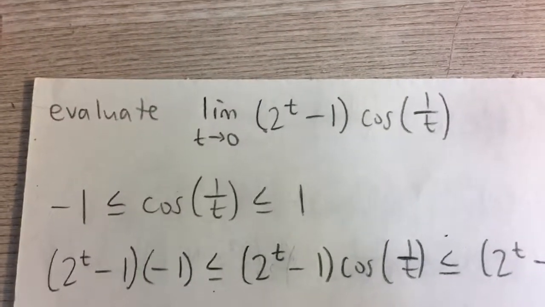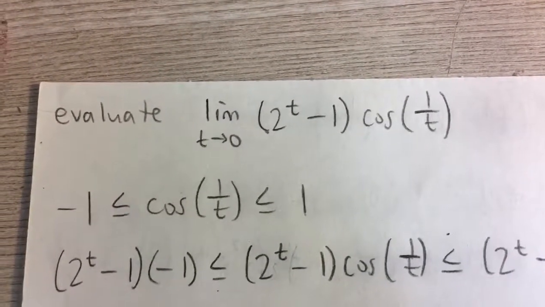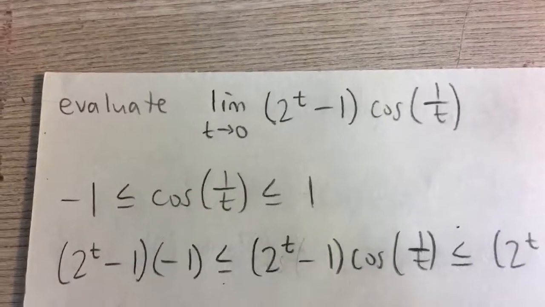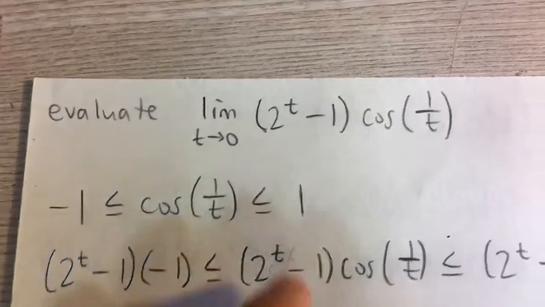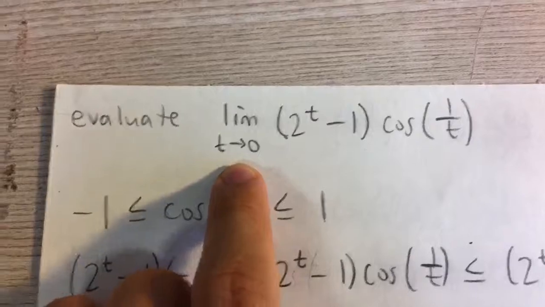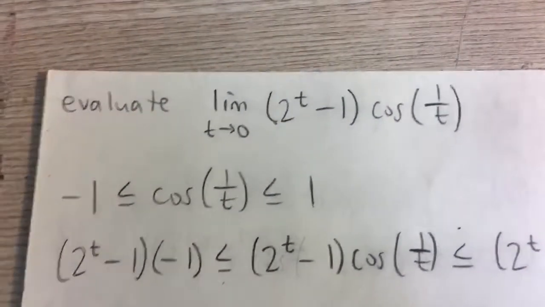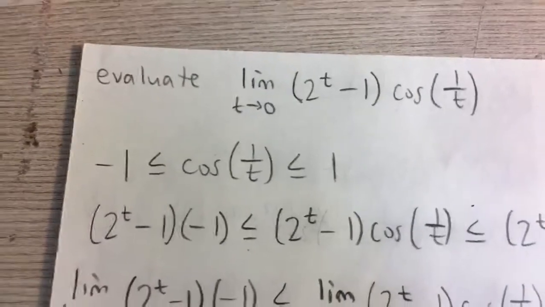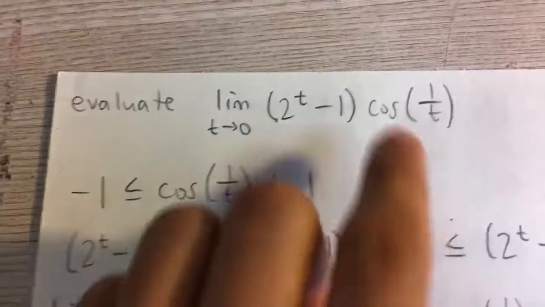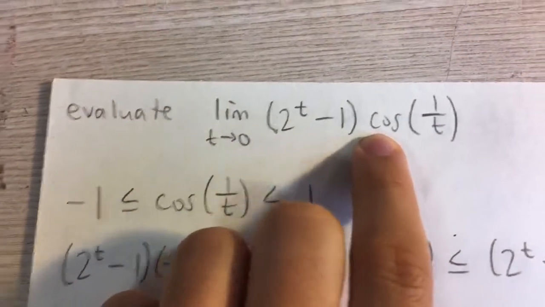Evaluate the limit as t approaches 0 of 2 to the t minus 1 multiplied by cosine 1 over t. Now notice here, if we just plugged in 0 for t, we would get 1 over 0, which would be undefined, so we can't do that. So what we have to do is use the squeeze theorem, especially for this trig ratio here.